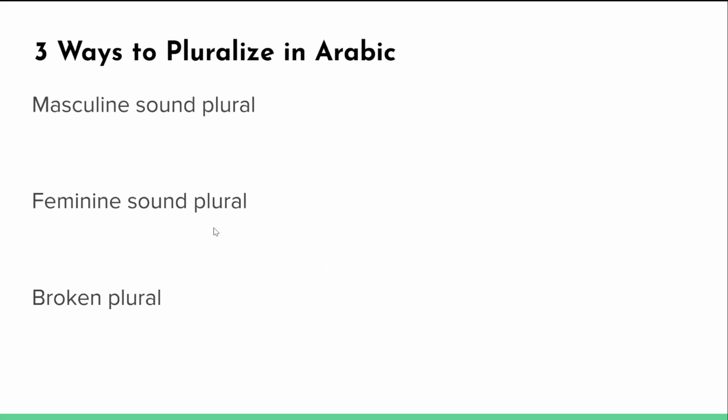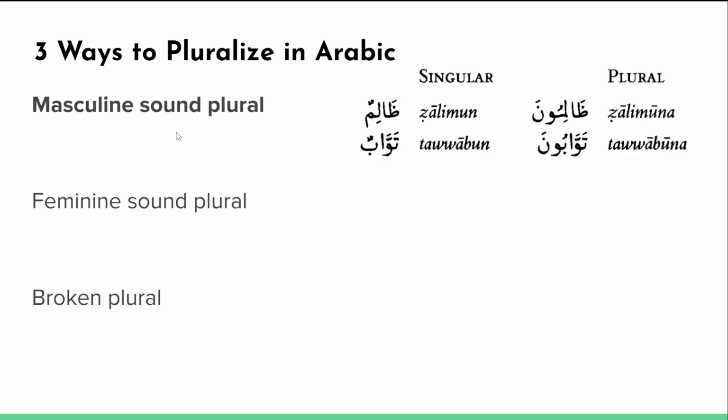Now, there are 3 ways to pluralize in Arabic. So a given noun or a given adjective will have one of these 3 ways. Let's start with the first one: masculine sound plural. So what does that mean? When I say sound plural, that's kind of like a regular plural. Just the same way in English, house becomes houses, the standard plural is to add an S. Similarly, in Arabic, in the masculine sound plural, the standard way is to add the una ending.